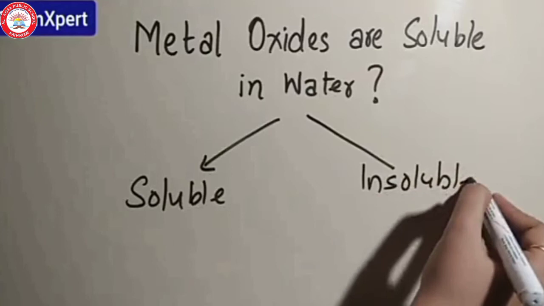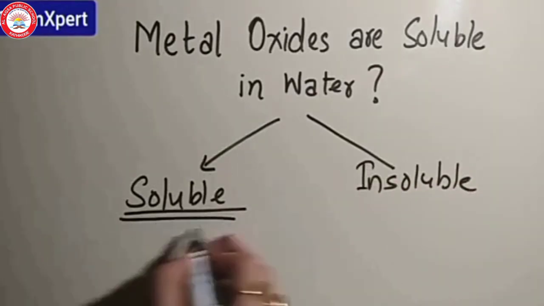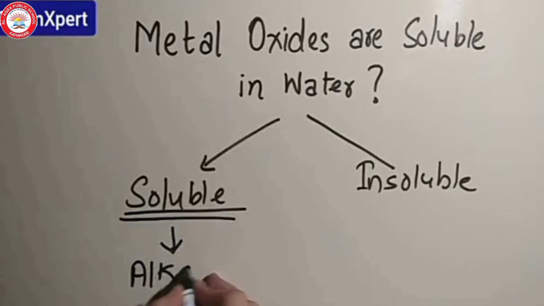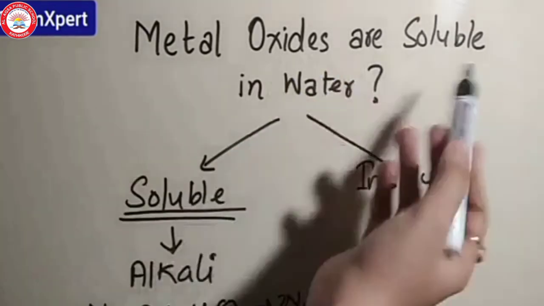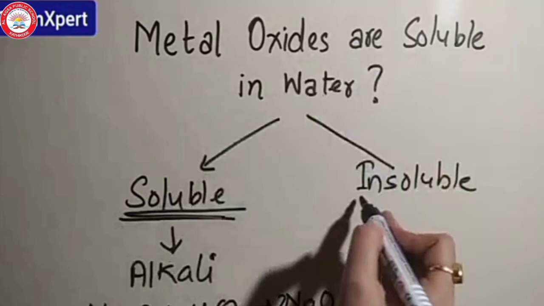That means some metal oxides are soluble in water, but some others are insoluble in water. So metal oxides which are soluble in water are called alkali. That is, sodium oxide dissolves in water and gives NaOH. NaOH is an alkali. The next one is potassium oxide, which also dissolves in water and gives KOH. So sodium oxide and potassium oxide dissolve in water and we get alkali. So metal oxides soluble in water are called alkali.